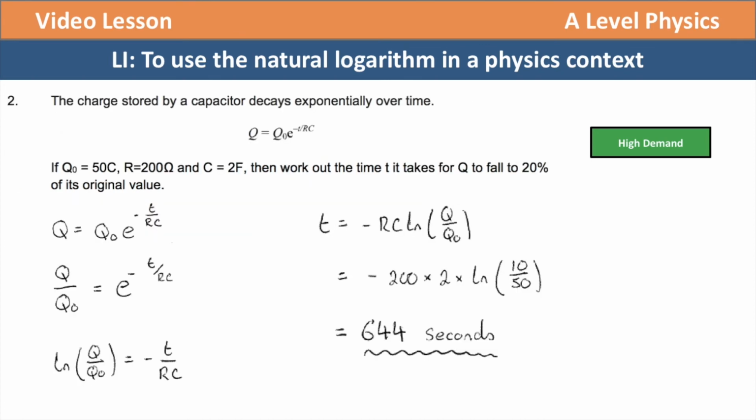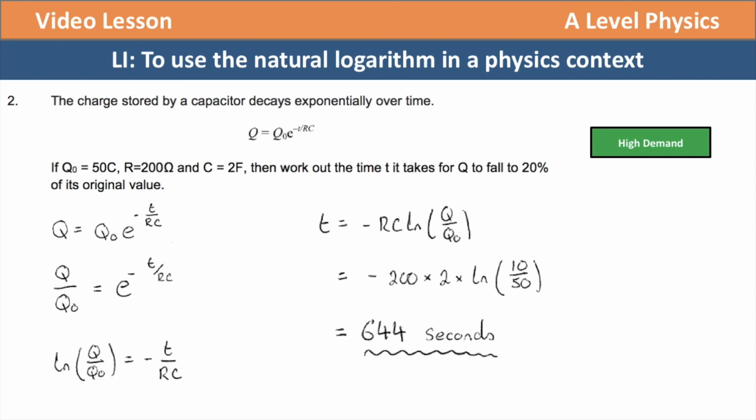Then question 2, the charge stored by a capacitor decays exponentially over time, Q equals Q naught e to the minus t over RC. If Q0 equals 50, R equals 200 and C equals 2F, then work out the time it takes for Q to fall to 20% of its original value. So the rearranging is the same as it has been for all of the others. We divide by Q0 and take the natural logarithm of both sides.